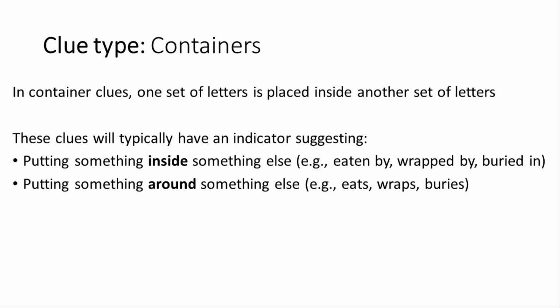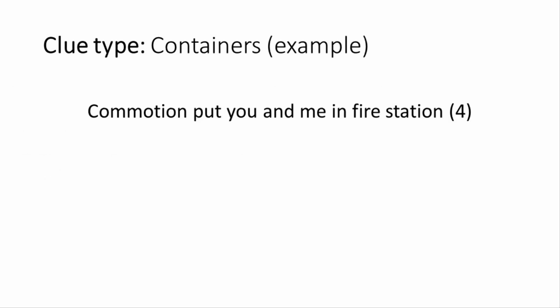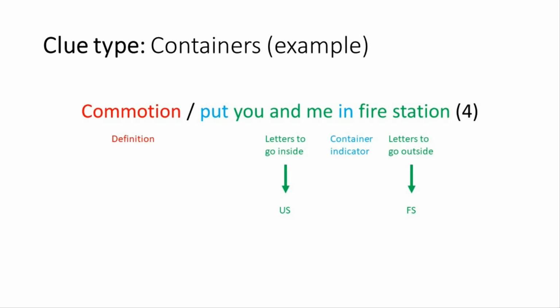For example, B eats A, B wraps A, B buries A. Let's try an example. Commotion put you and me in fire station, 4 letters. So here the definition is commotion, and the wordplay is telling us to put letters for you and me inside letters for fire station. You and me is us, and a very common abbreviation for fire station is FS. So if we put US into FS, we get fuss, which is another word for commotion.